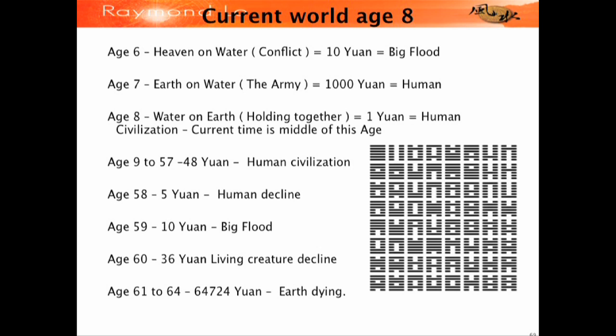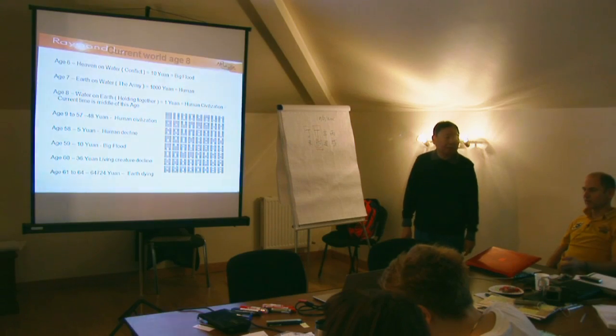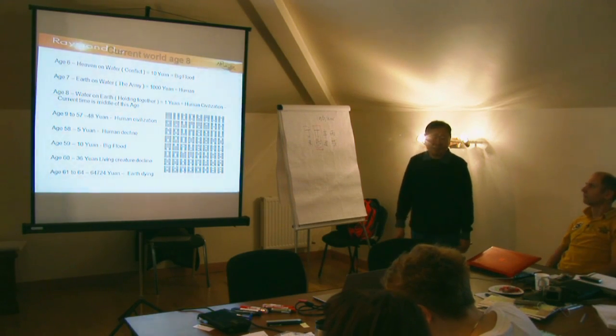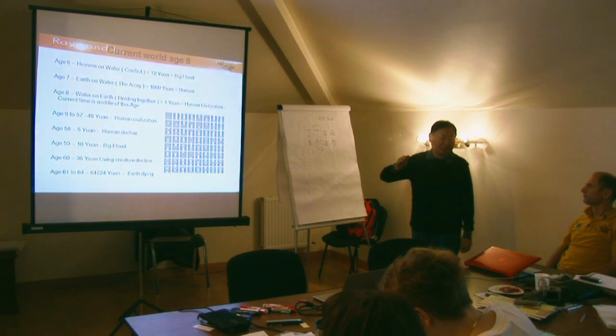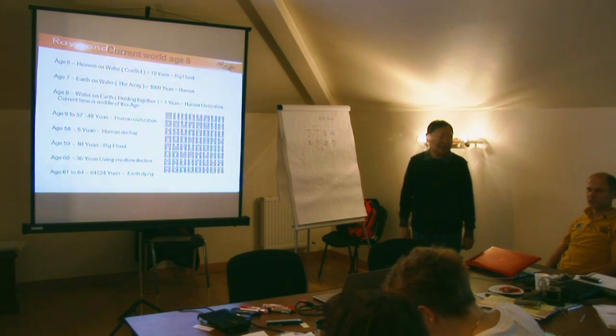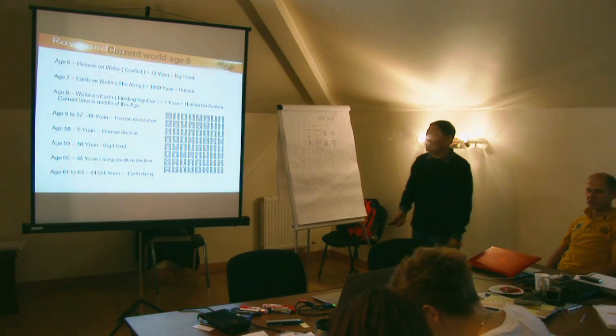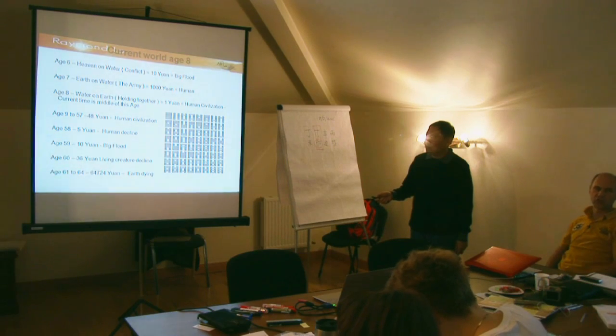That means the eighth hexagram is 120,000 years. Now, therefore, we are in the middle. It means we have 60,000 years ahead before we move on to the next age.